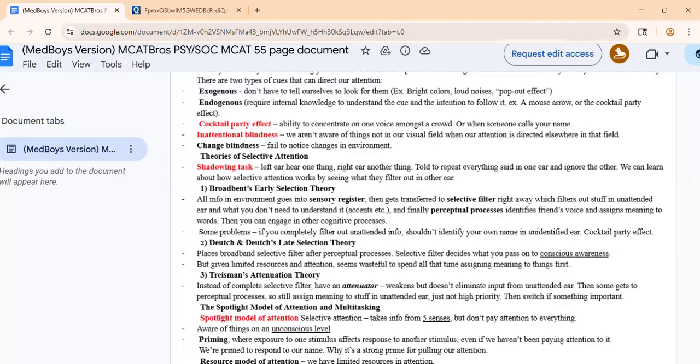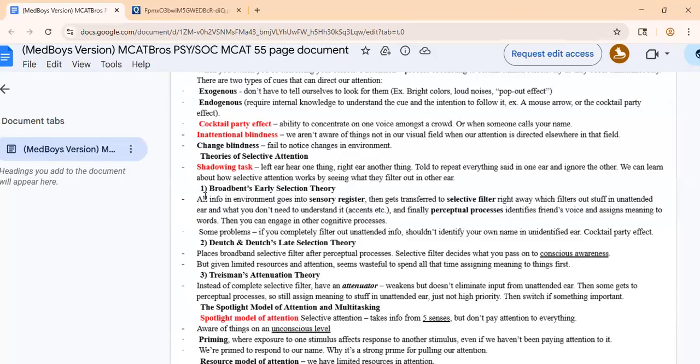There are different memory stages when it comes to registering and filtering information. The broadband model is one of them. Broadband is basically where all information in the environment goes into sensory registration, right? And then it gets selected by a filter.